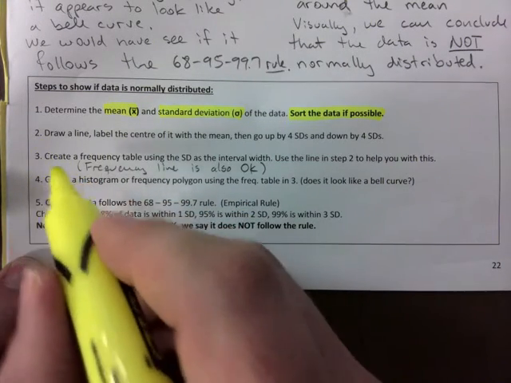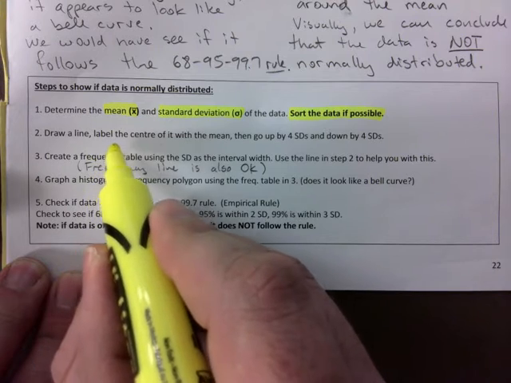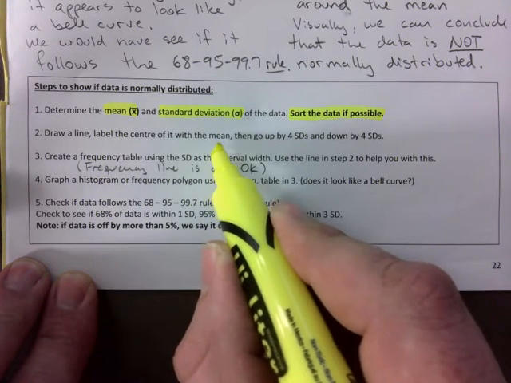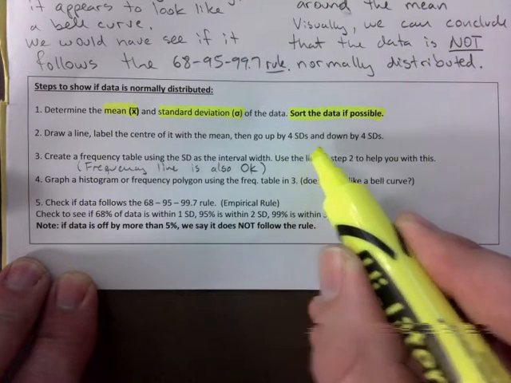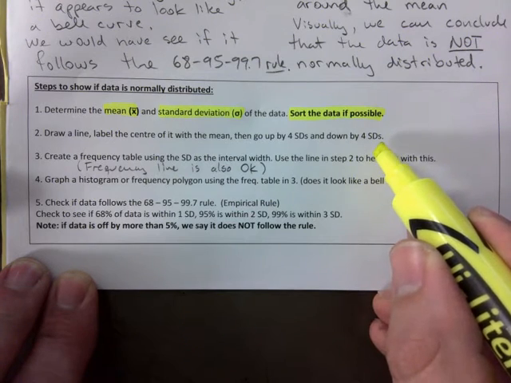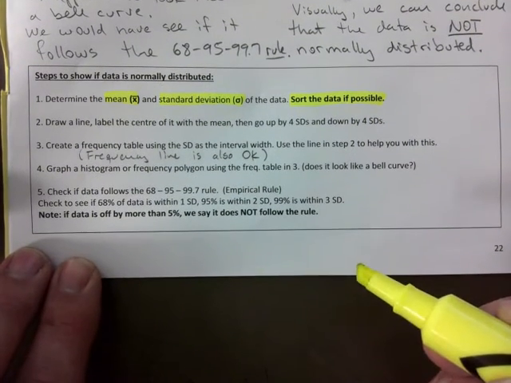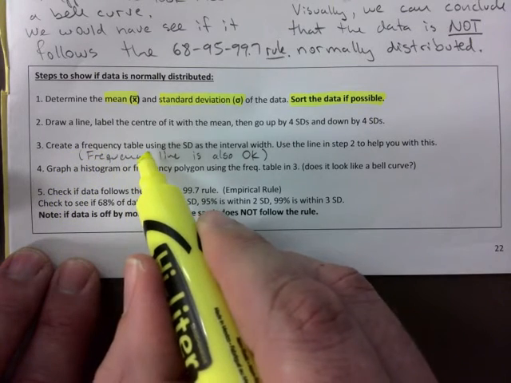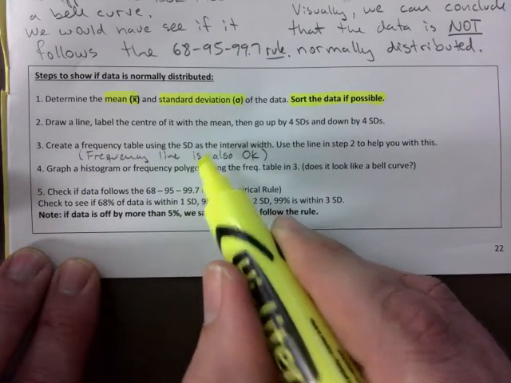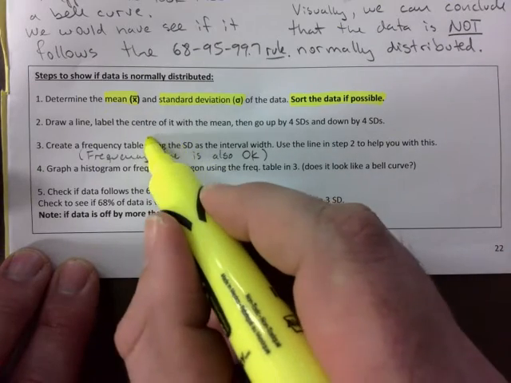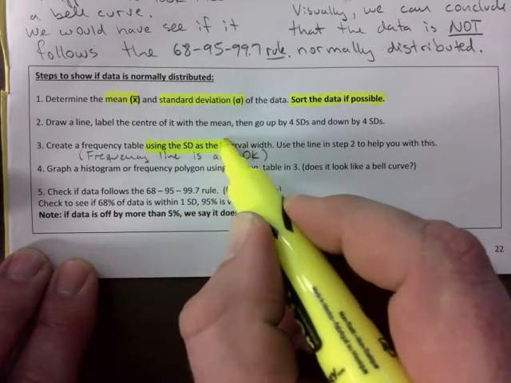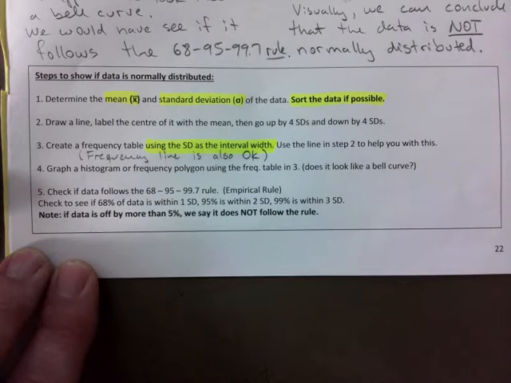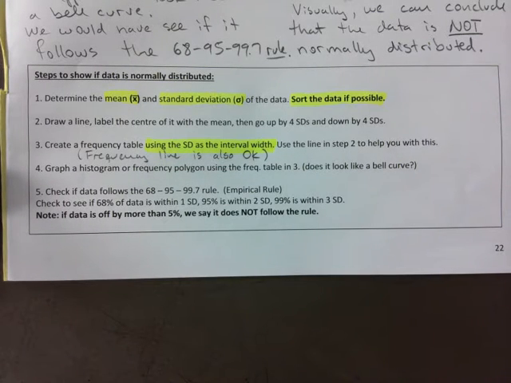And then I'll say draw a line, right? Label a center with the mean, then go up by 4 standard deviations and down by 4 standard deviations. I'm not going to highlight all of that, but then next is create a frequency table using the standard deviation as the interval width. That's new here. We're going to use the standard deviation as our interval width.